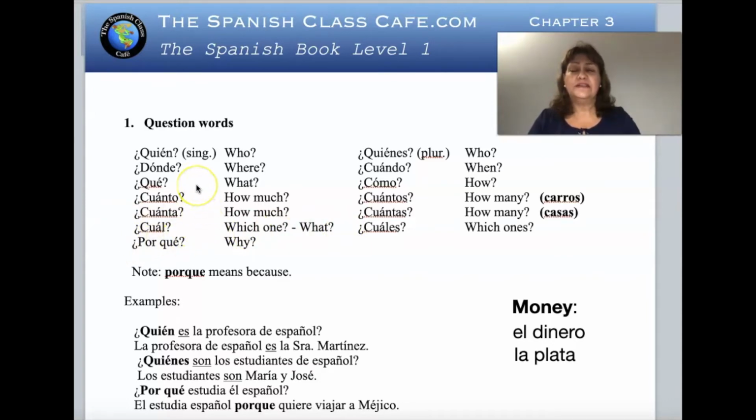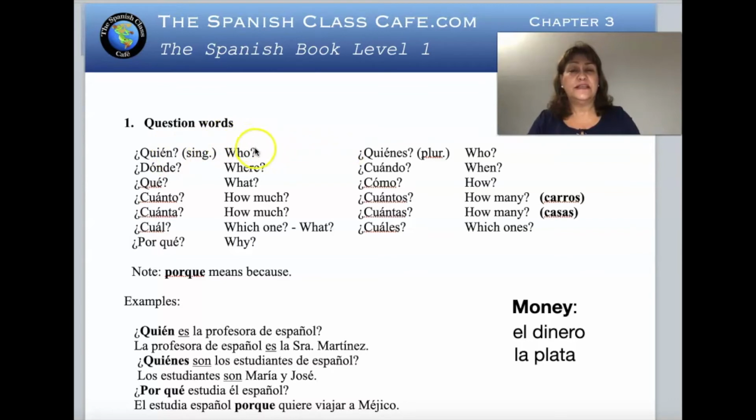Okay, now let's look at some details here on why the question word changes from singular to plural. We have quién and quiénes. This is the singular and this is the plural. When do we use them? If you're asking a question and you're thinking about one person, then you use quién. If you are thinking about many people or many things, you ask quiénes.